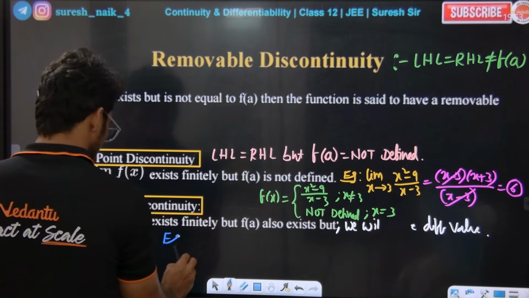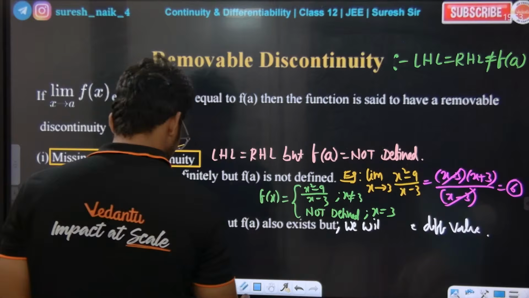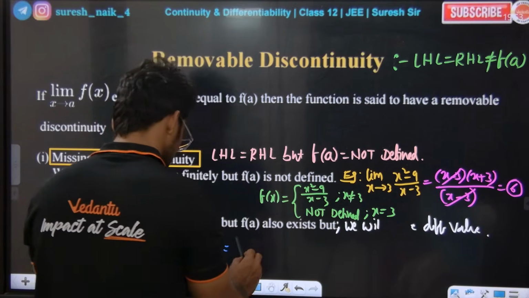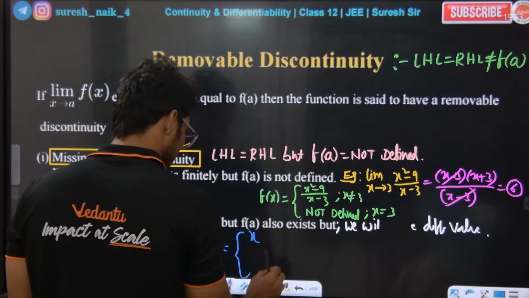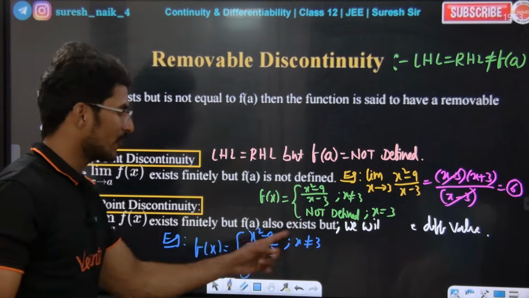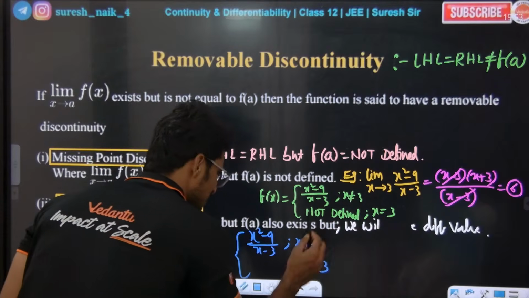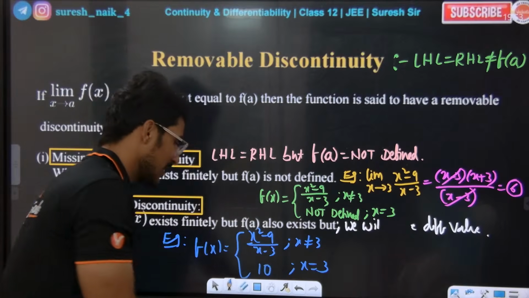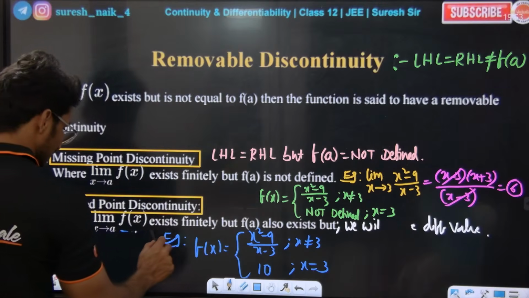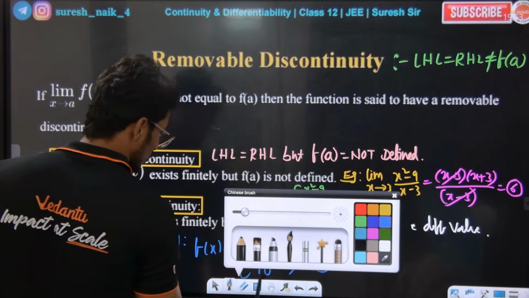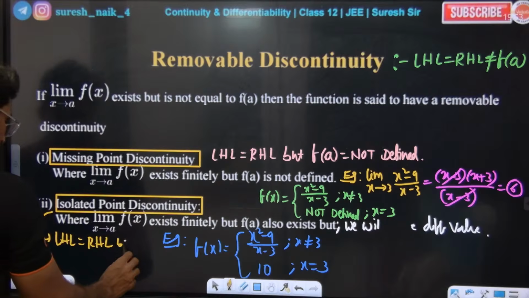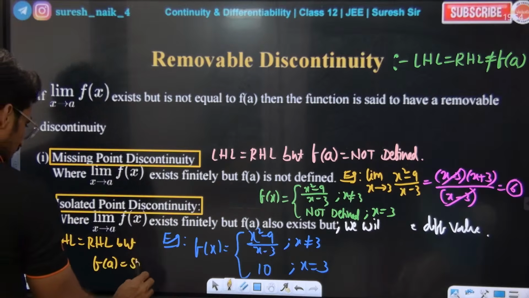Let me write in blue color. Let me write f of x is equal to the same example, (x square minus 9) by (x minus 3). Whenever x is not equal to 3, the function value is 6. But when x is equal to 3, the function value is something else, say 10. Do you understand what I'm saying, guys? What is isolated? LHL and RHL will be equal. Look at the board. The function limit will exist, but f of a will have some other value. What is the definition here? LHL is equal to RHL, but f of a is equal to a different value.